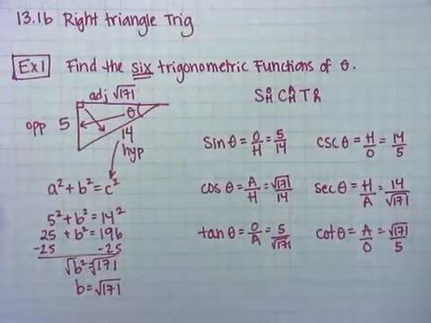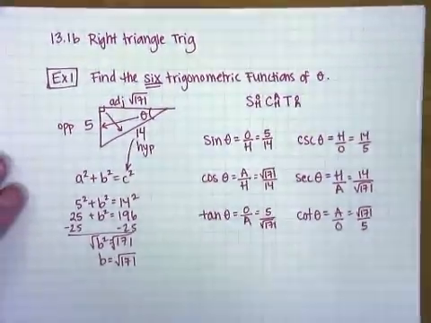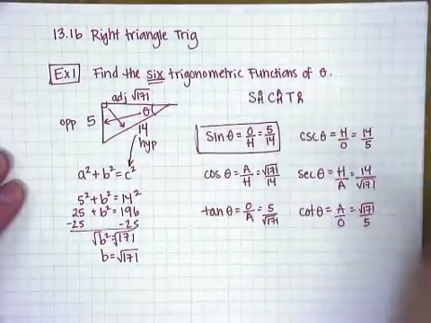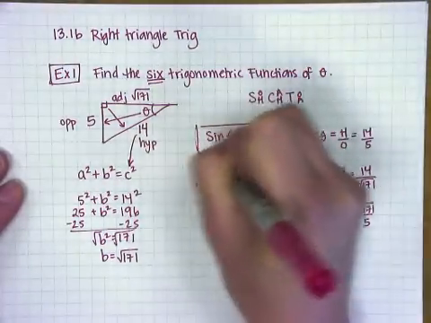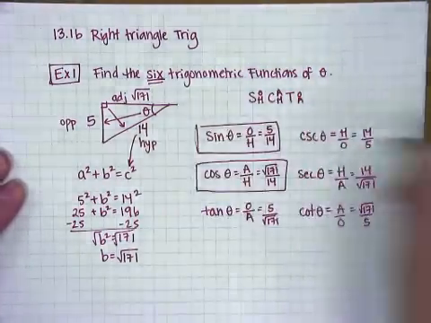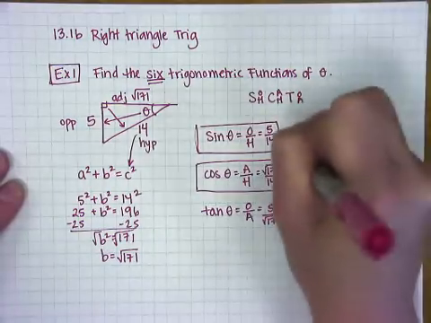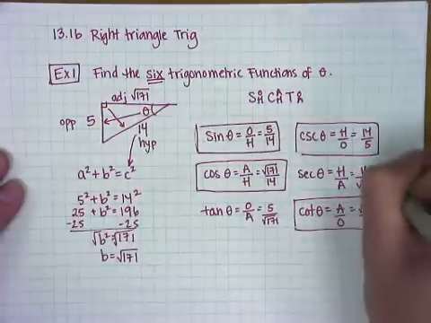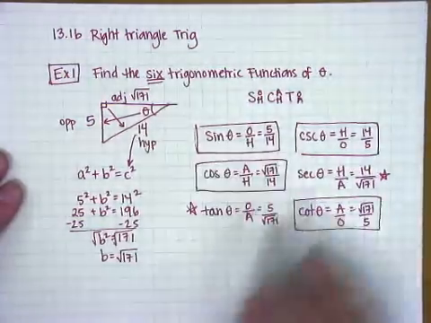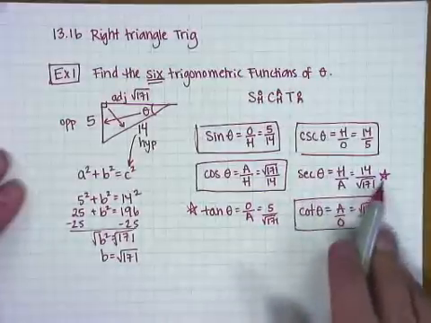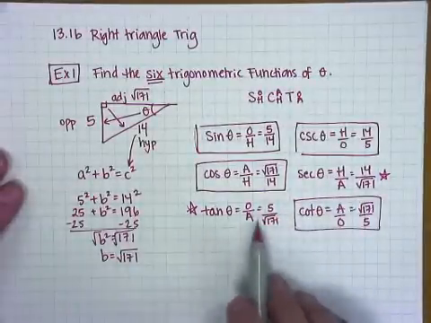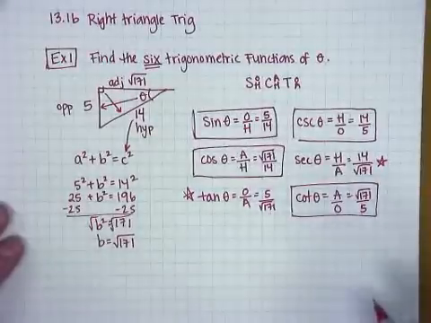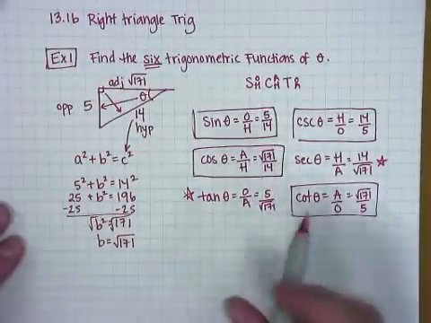Okay. Now, one last thing that we have to do on these problems. If it's just a fraction, you can leave it. So this one is done, and this one is done. This guy is finished, and this one. But if you have a radical in the bottom, like tangent and secant, where you have the square root of 171 in the bottom, then to finish the problem, we have to do something called rationalizing the denominator.